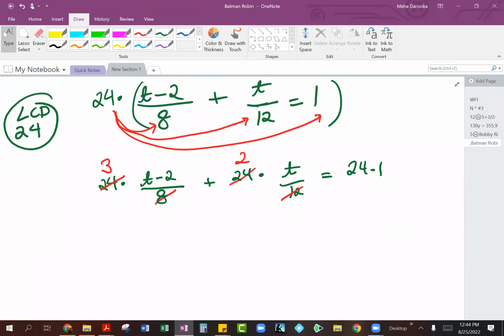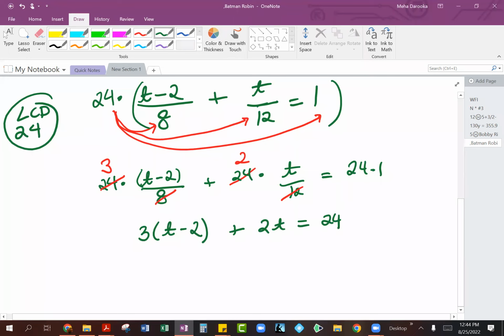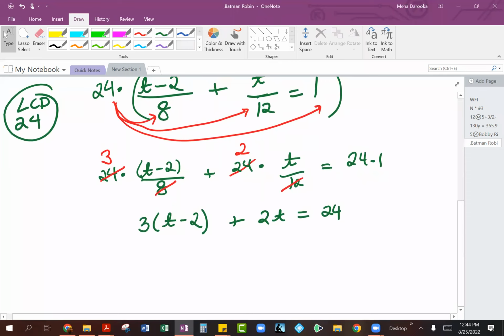Now be careful, you do have T minus 2, which is an expression. So if it makes it visually better for you, put it in parentheses. You will know we need to distribute that 3 inside T minus 2. But you will see now we don't have any fractions to worry about. 2 times T on the other one, and then 24 times 1 will give you 24. Distribute that 3. What will that give us? 3 times T minus 6?